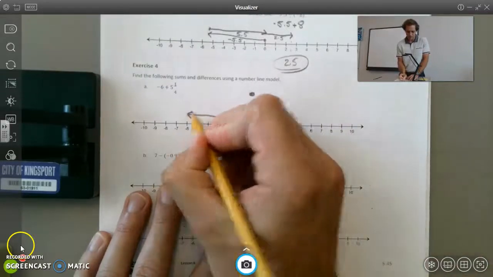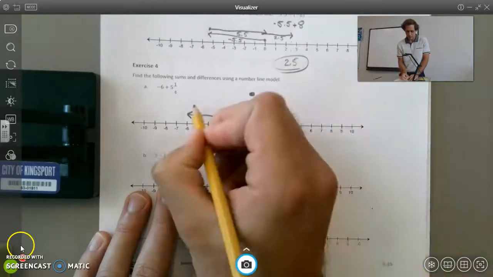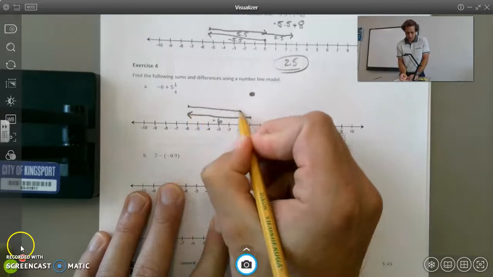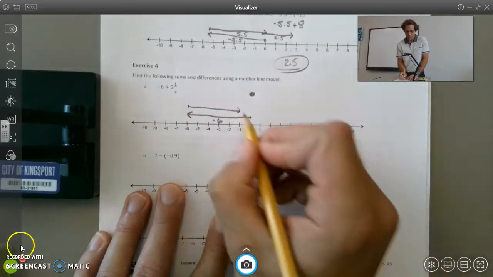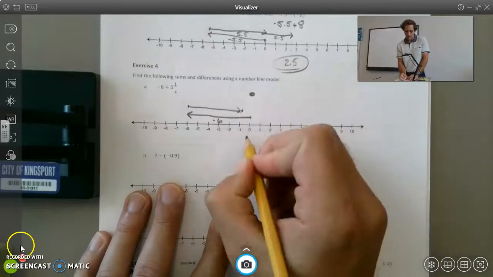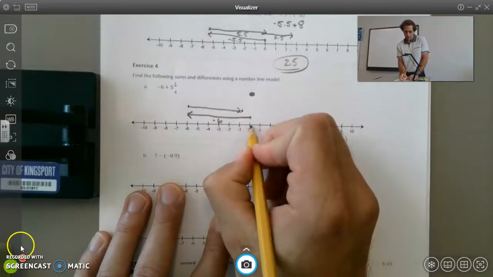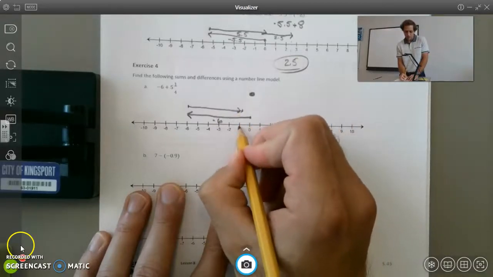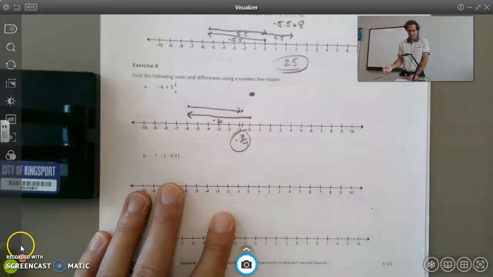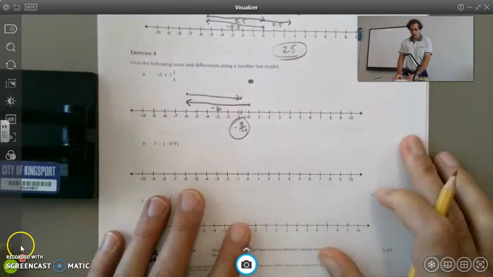-6 would be 6 to the left. And 5 1/4 means I'm going to go 5 to the right. That puts me at -1. Now, I need to go another 1/4 to the right. That's going to put me somewhere between -1 and 0. If I take away a fourth from -1, or I guess really I'm adding a fourth to -1, that's -3/4. Okay?